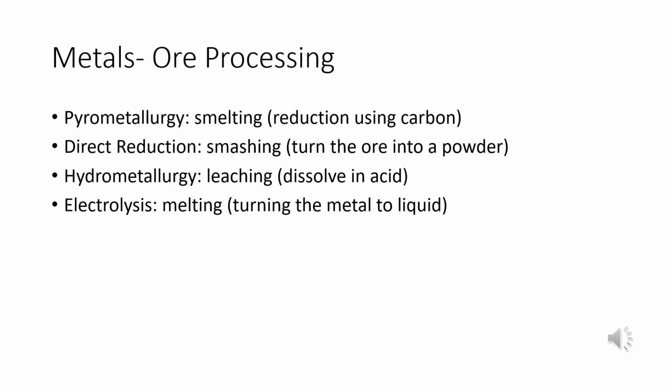There's pyrometallurgy. That's where you just kind of heat up the rock, put a little carbon in there, coke from fuel, something like that, and the carbon will basically get that metal out of there. Direct reduction, basically just crush the ore, turn it into a powder, and then you take the metal out. Hydrometallurgy, that's basically if you got the right kind of ore, you can leach out the metal. You just put it in acid and let it dissolve and see what comes out.